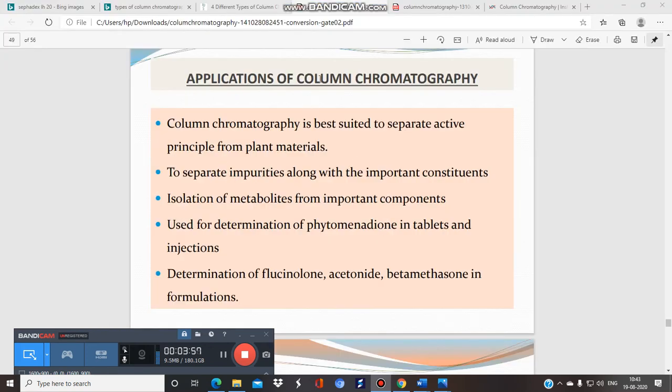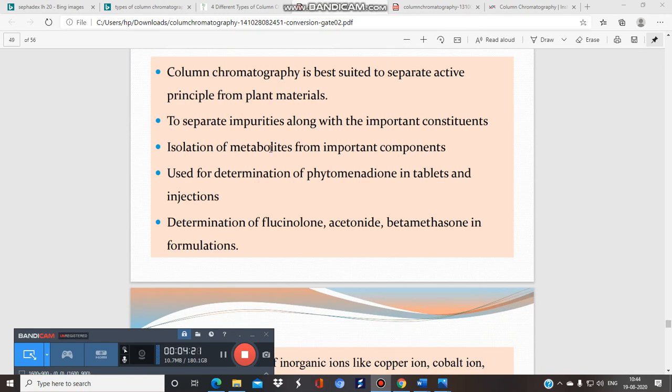So let's see some applications of column chromatography. It is best suited to separate active principles from different plant materials. It is widely used for the isolation, purification and separation of different secondary metabolites like alkaloids, glycosides, flavonoids, etc. Second, to separate impurities from a particular mixture. Isolation of metabolites, like curcumin from Curcuma longa. We can isolate lycopene from Lycopersicum, that is tomato, and so on.